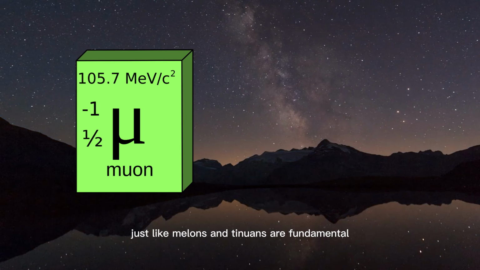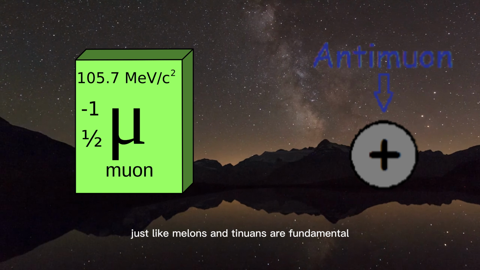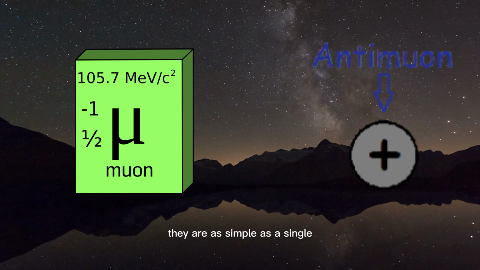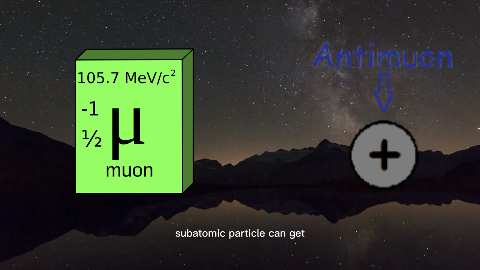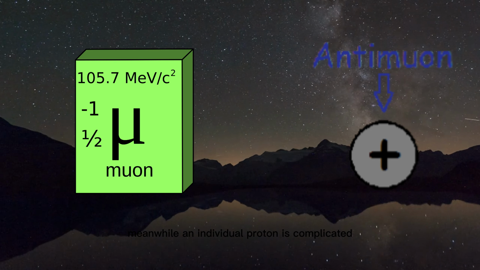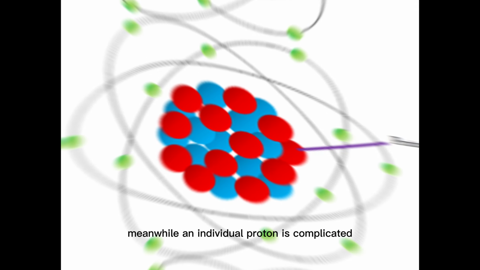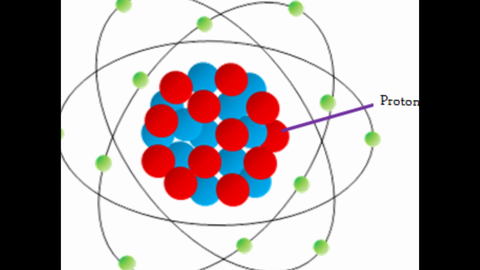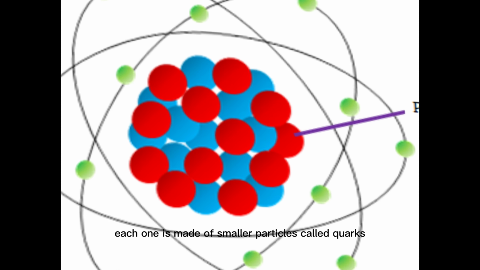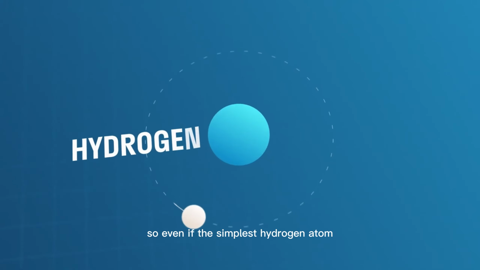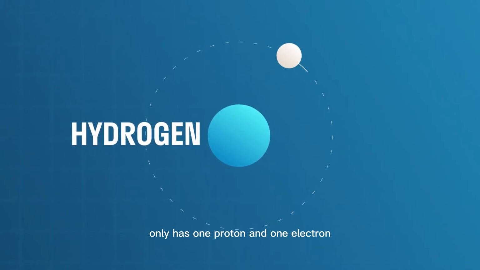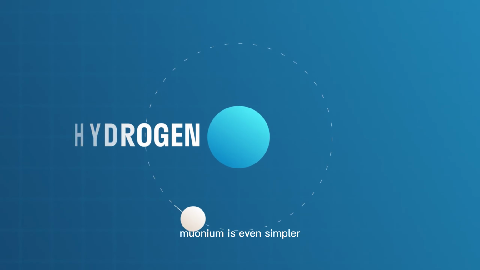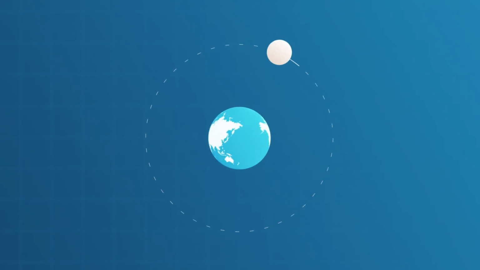Just like muons, antimuons are fundamental. They are as simple as a single subatomic particle can get. Meanwhile, an individual proton is complicated. It's not fundamental. Each one is made of smaller particles called quarks. So even if the simplest hydrogen atom only has one proton and one electron, muonium is even simpler.